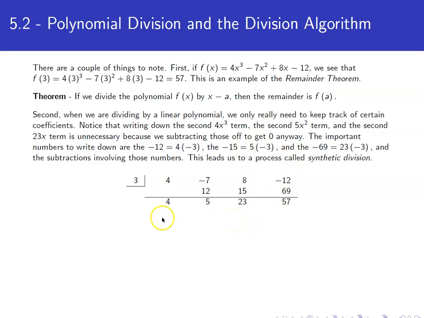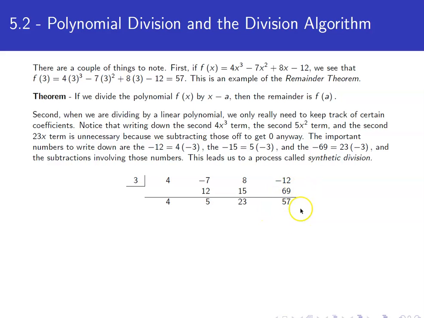So here go the steps. The first thing is we're just going to rewrite the 4. 4 times 3 gives us 12. Now we're going to add. Negative 7 plus 12 equals 5. Multiply the 3 and the 5 gives us 15. Add down the column. 8 plus 15 is 23. Multiply 3 and 23 gives us 69. Add down the column, we get 57.